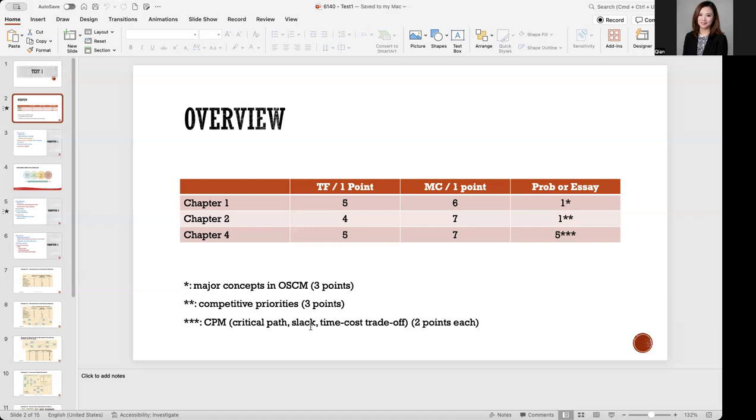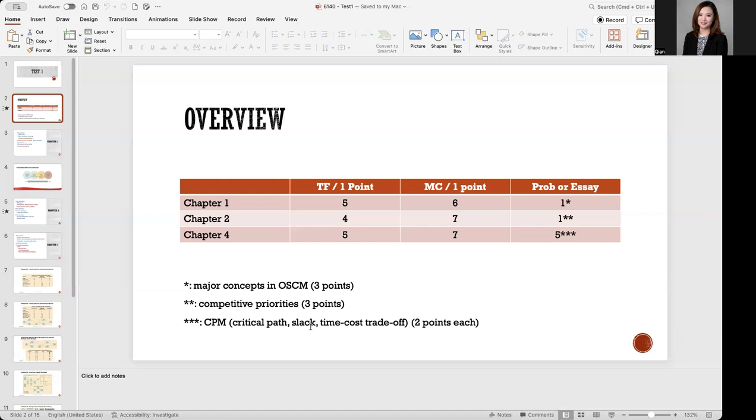And for the five calculation problems for CPM, four of them come from the critical path method. The first model, the first example we learned, asks you to find the critical path, analyze which activity is the slack activity, and how long the slack is, and so on. The longest path means the critical path.